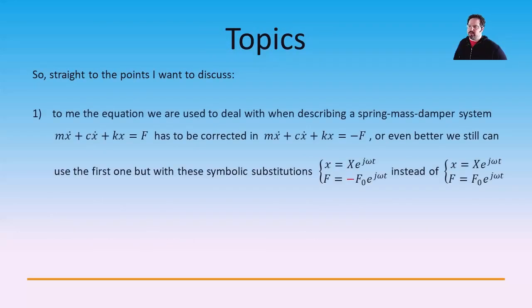First one, to me the equation we are used to dealing with when describing a spring mass damper system, like m x double dot plus c x dot plus k x equals F, has to be corrected in the same way with the negative F, or even better, we can still use the first one, but with these symbolic substitutions, that is to say F becomes minus F or negative F0, instead of the usual.